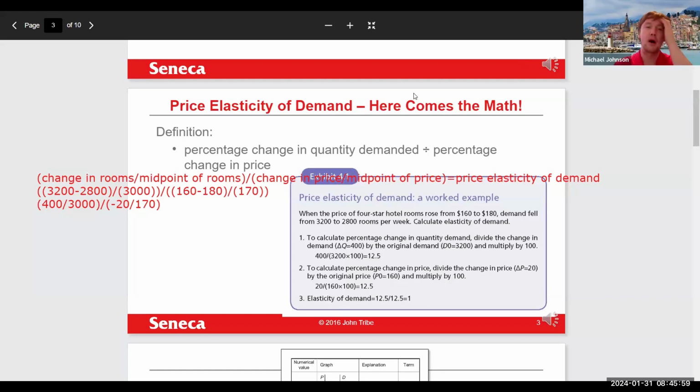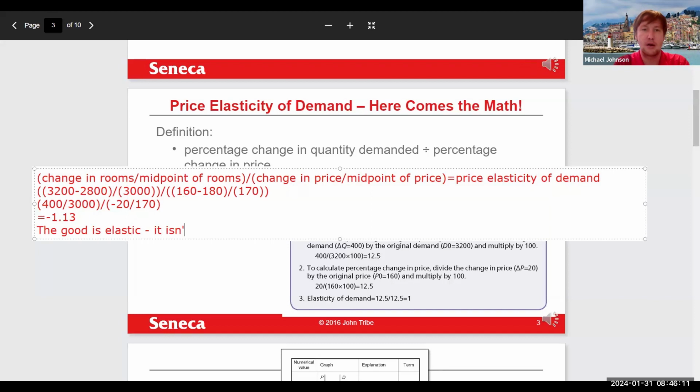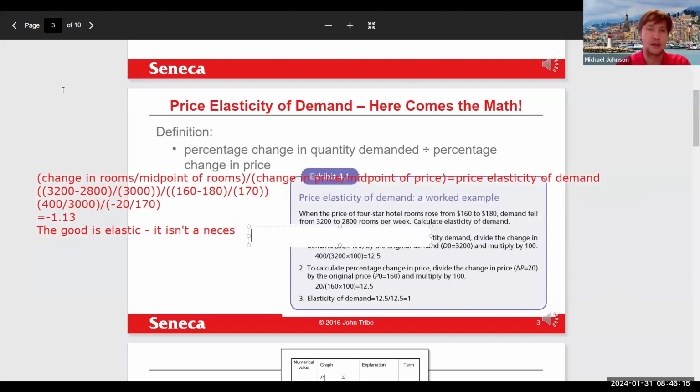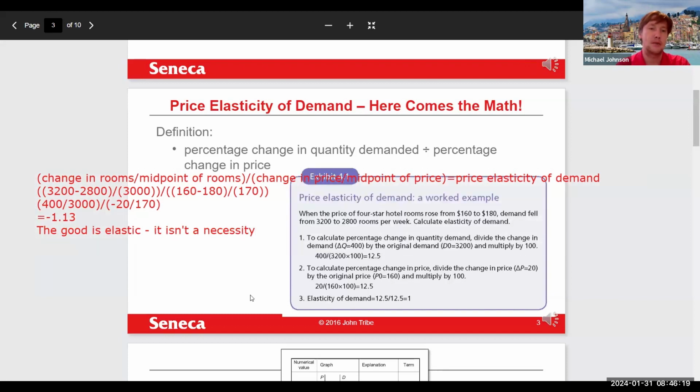Yes, exactly. Negative 1.13. That shows that the good is elastic, which means that it isn't a necessity. So it's elastic, it isn't a necessity. That's how you do that.